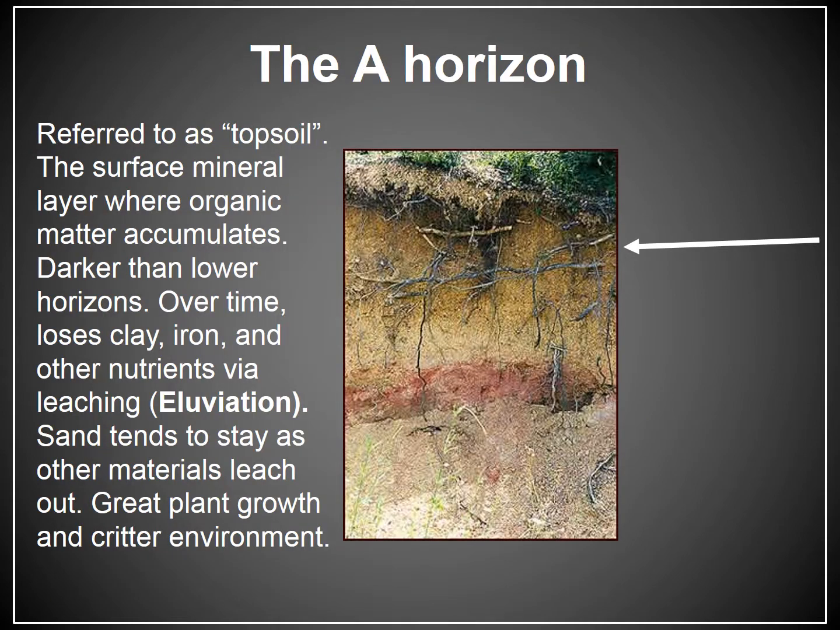The A horizon consists of what is commonly referred to as topsoil. This horizon tends to be darker than the lower horizons as there's a fair amount of consolidated organic material present within it. Over long periods of time, nutrients may leach from this horizon into the lower horizons, but this portion of the soil is typically a great environment for plant growth. There's typically a relatively high concentration of nutrients in this area.